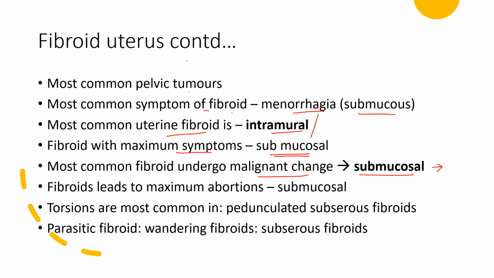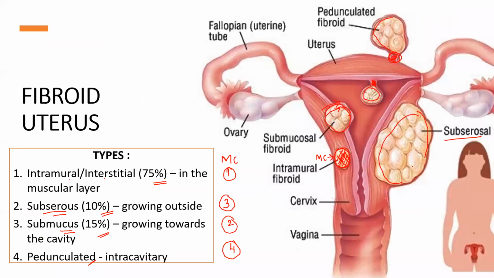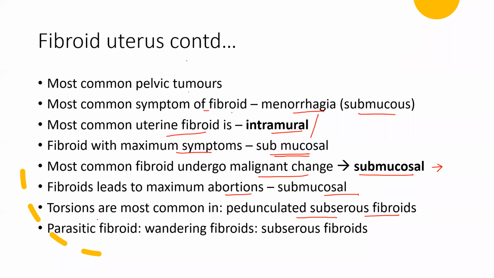The fibroids that lead to maximum abortion, once again that is submucosal. Torsions are common in case of pedunculated subserous fibroids. Pedunculated, we know that over here we can see a peduncle. Now, when there is a small, muscular tube-like structure and there is a growth at the end of it, definitely there will be a twisting of the peduncle, and so peduncle torsion can occur in pedunculated fibroids.